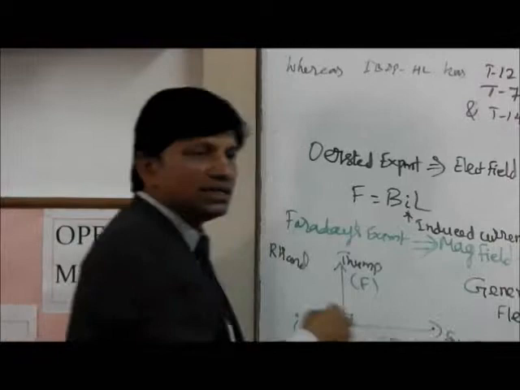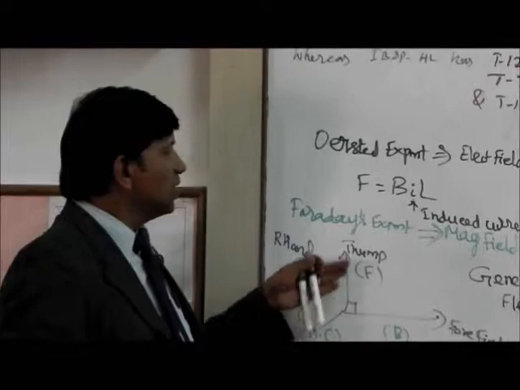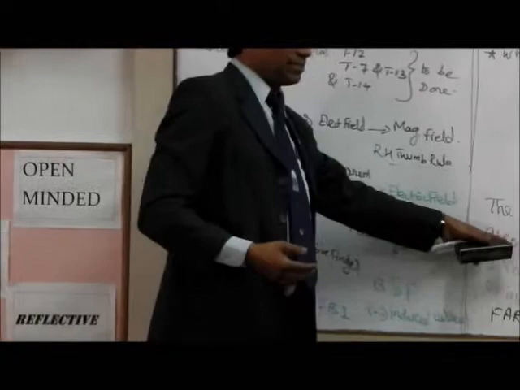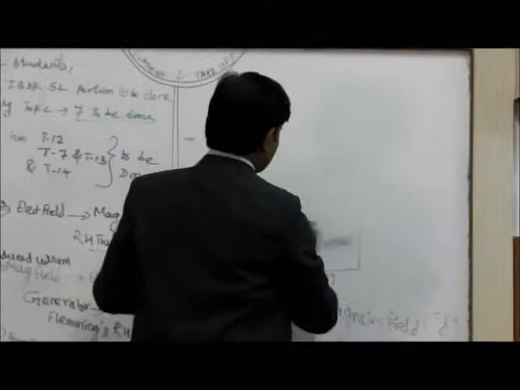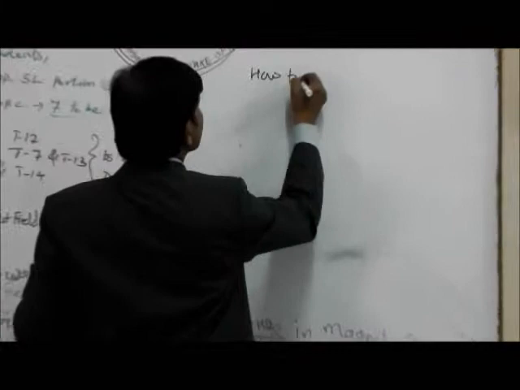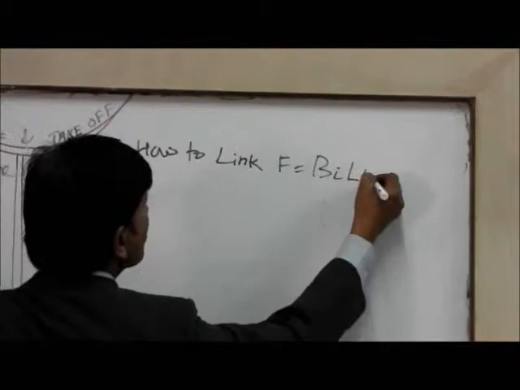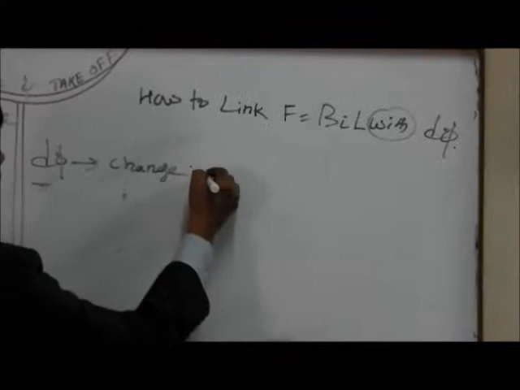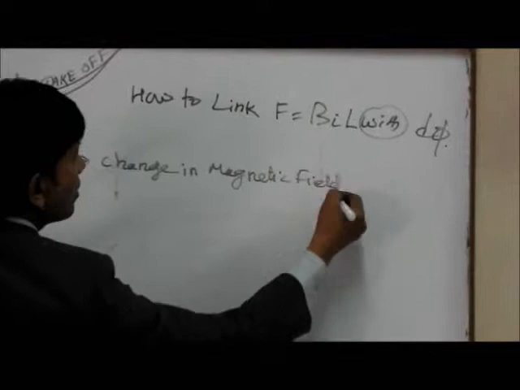Now you may ask, how can I relate BIL in terms of phi? How to link F equal to BIL with d phi? What is d phi? d phi is the change in magnetic field or flux.